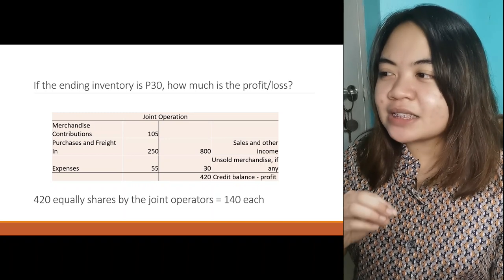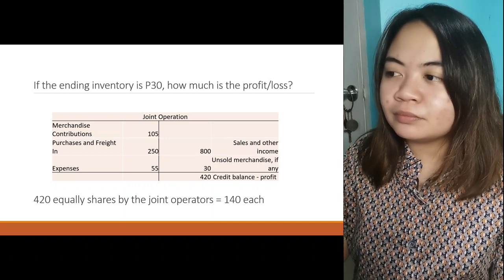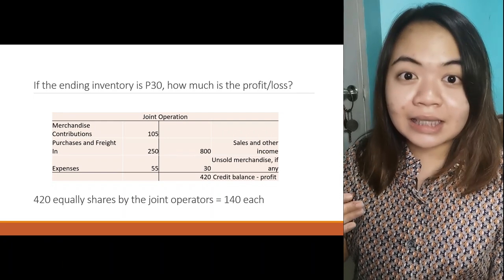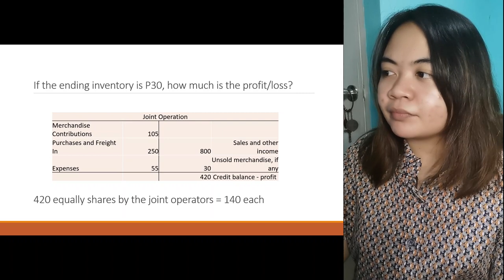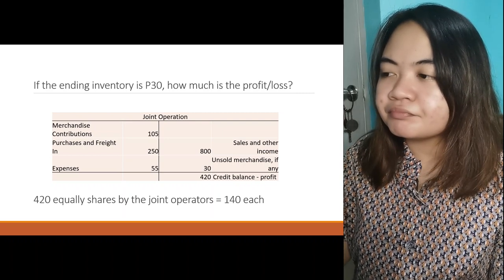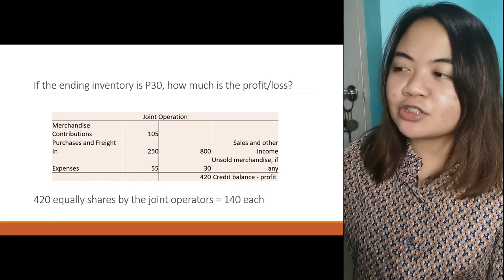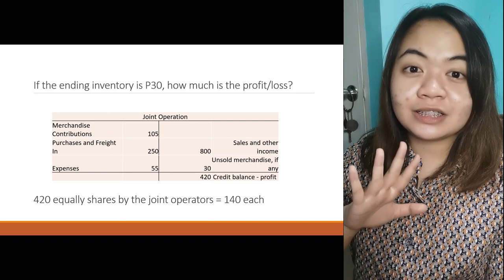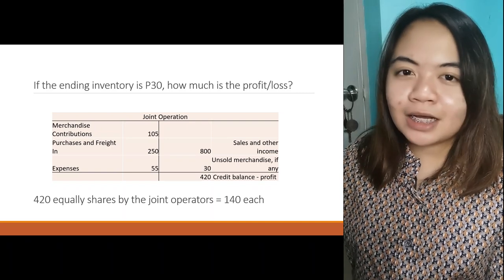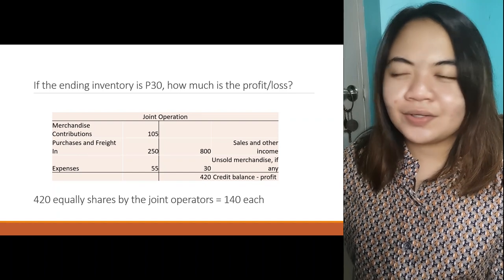105. We have purchases and freight in. So, this combines what Sana bought, and then the freight in, the 250. In the other one, the merchandise contribution, we already included the 5 pesos freight of Dion. So we know that one is from Dion and the other one is from Sana.